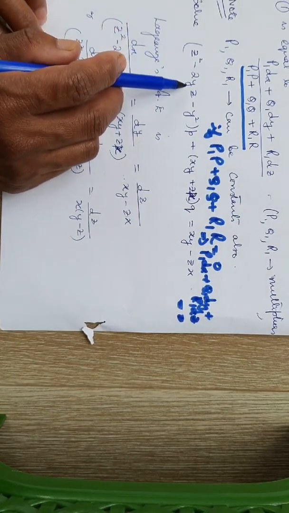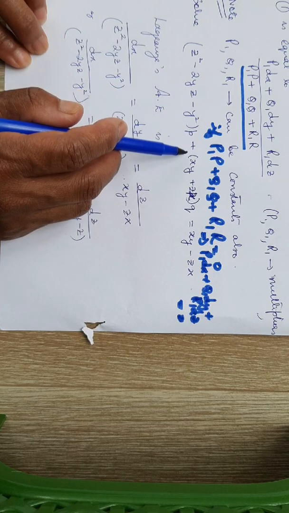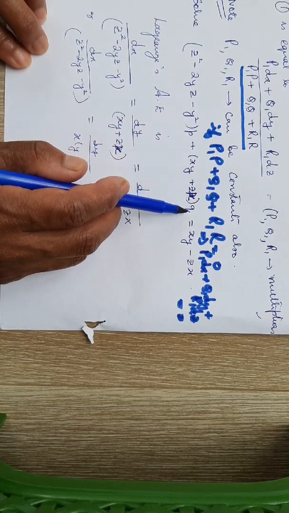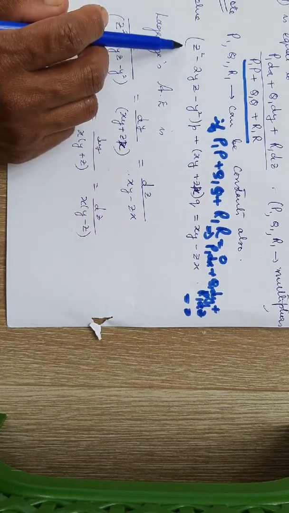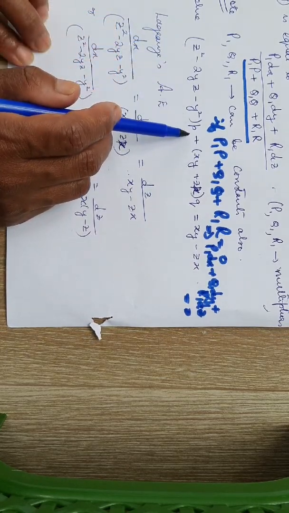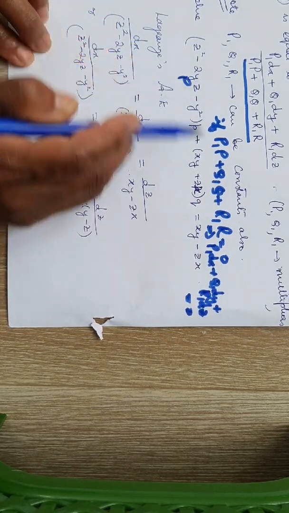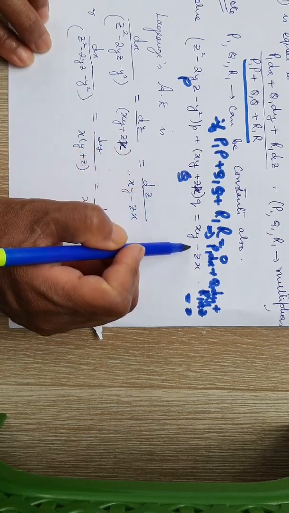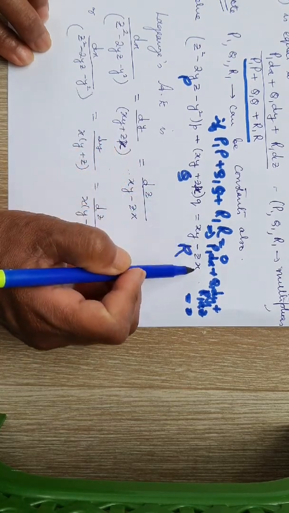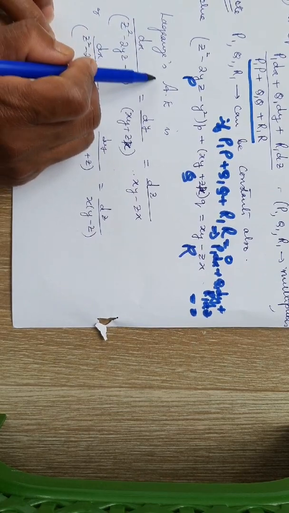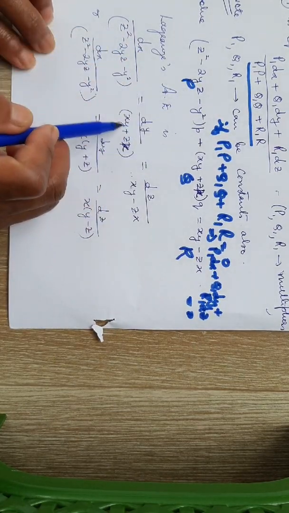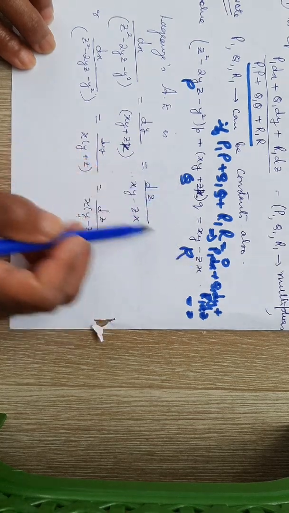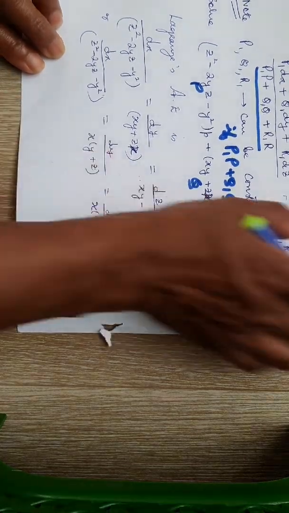Solve (z² − 2yz − y²)p + (xy + zx)q = xy − zx. As usual, what is Lagrange's auxiliary equation? Capital P is this one, capital Q is the coefficient of small q, and capital R is the term on the right hand side. So the Lagrange's auxiliary equation is dx/P = dy/Q = dz/R.